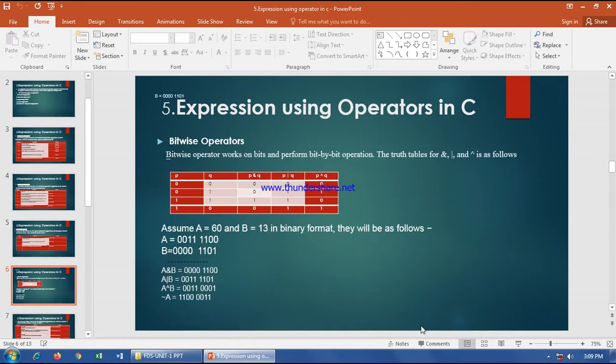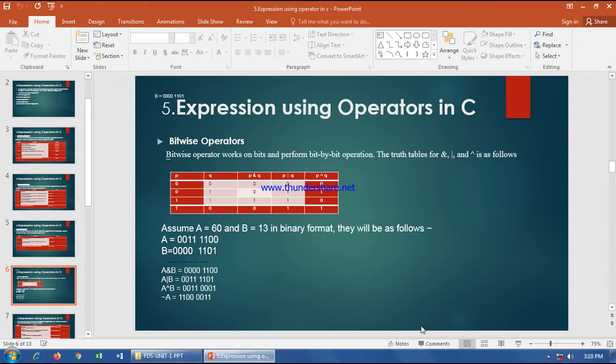The next one is the bitwise operator. Bitwise operators work on bits and perform bit-by-bit operations. The truth table for AND, OR and NOT is as follows. That is P, Q, P AND Q, P OR Q, and P XOR Q. The values of P and Q are 0 0, 0 1, 1 1, 1 0. Then P AND Q gives 0, 0, 1, 0. P OR Q gives 0, 1, 1, 1. And P XOR Q gives 0, 1, 0, 1.